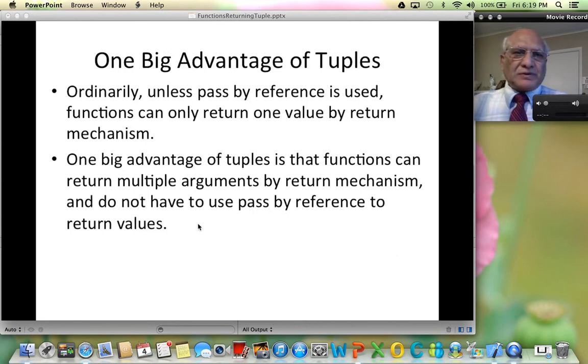Some of you might say, what's wrong with pass by reference? Actually nothing, although some languages like Java claim that pass by reference is unsafe and it can create bugs in the software. So if you believe that, then certainly functions returning tuples will be a good idea.